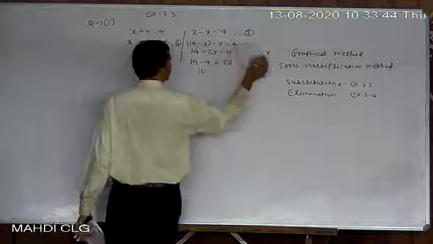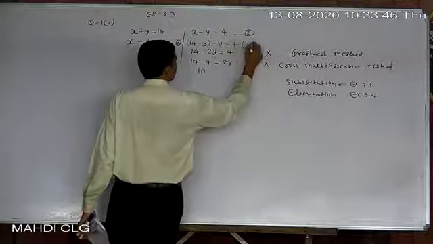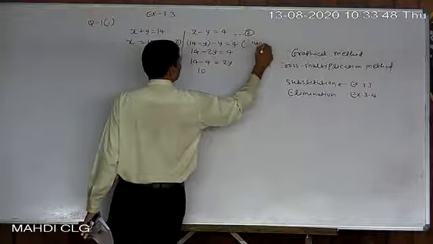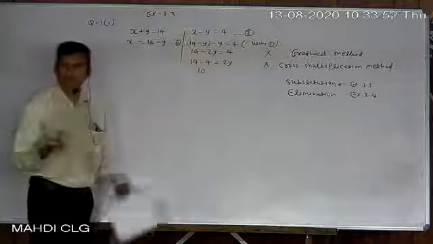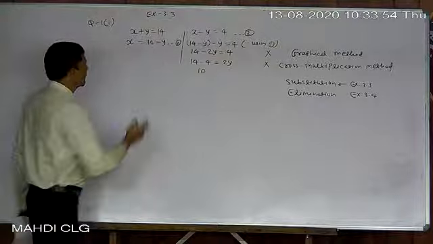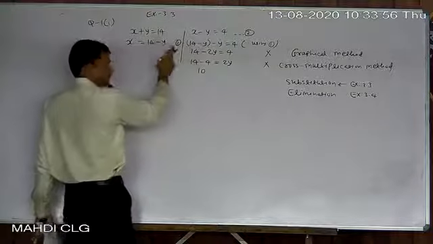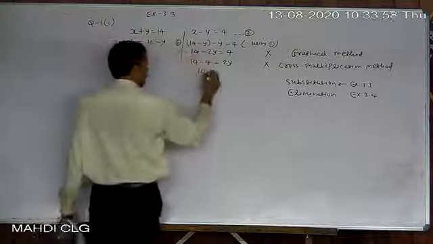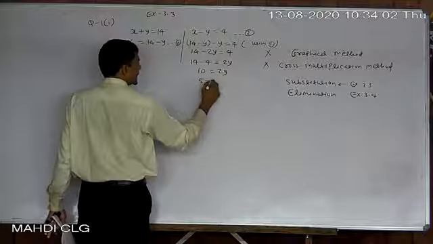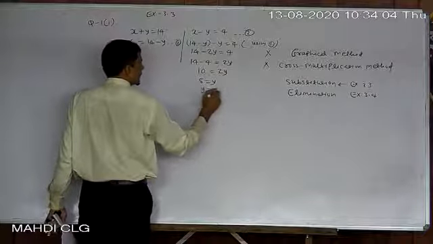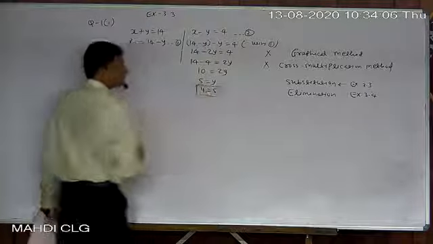Here you can give the reason, using 1. Why? 14 minus y came from where? It came from equation number 1. So 10 equal to 2y. So 10 by 2, 5 equal to y. So you got one value.